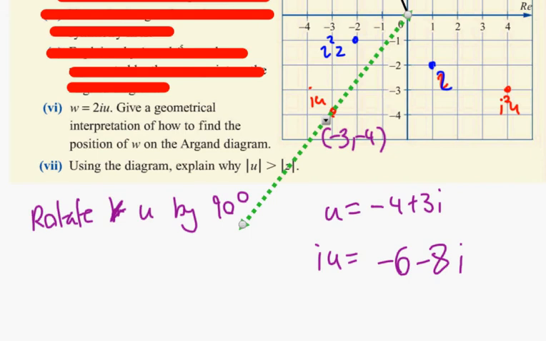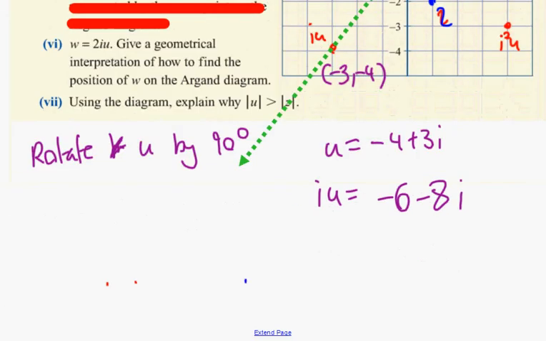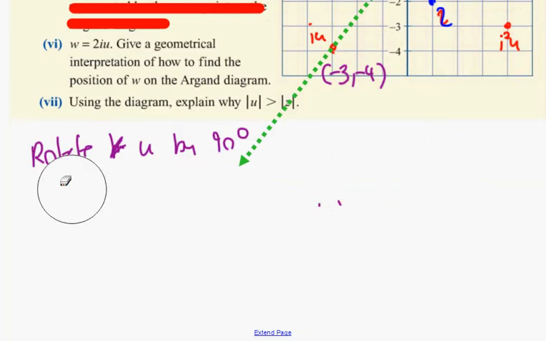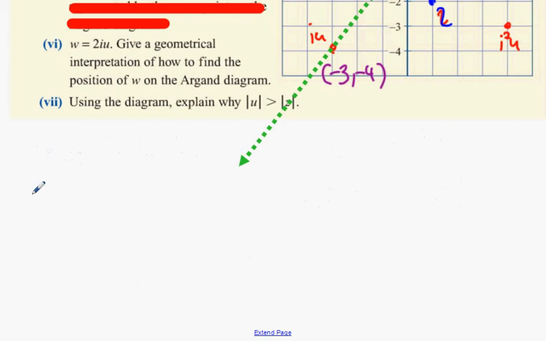Alright, let's try something out here. If I multiply a complex number by 2, what happens? Anybody tell me? You double its distance from the origin. If I multiply it by 3, what happens then? I triple its distance from the origin. So it might have been there, now it's 3 times longer.